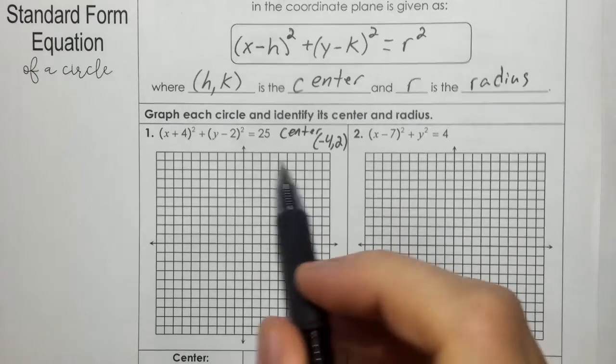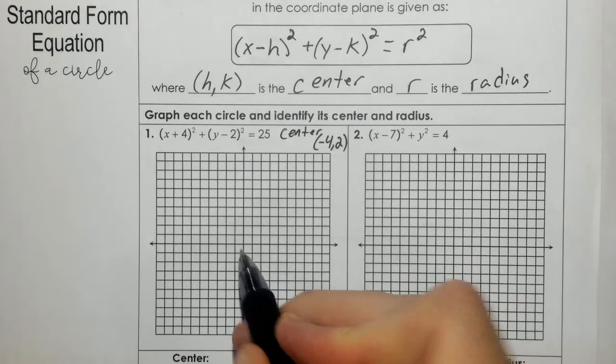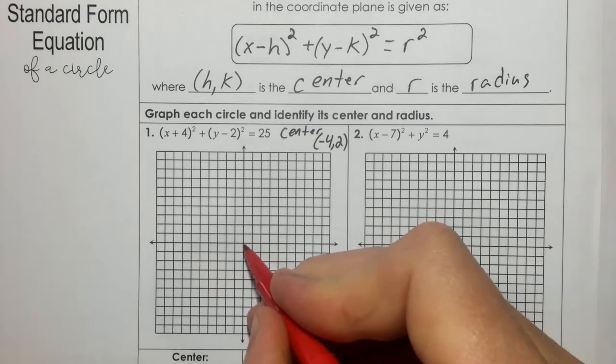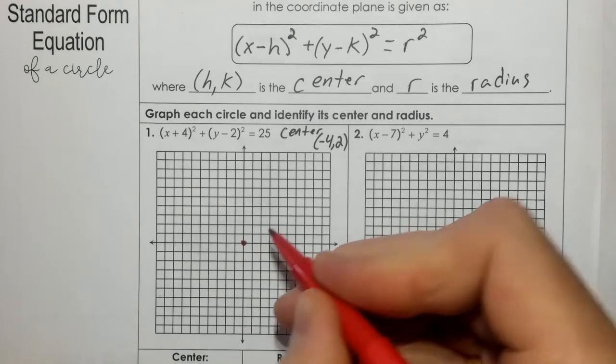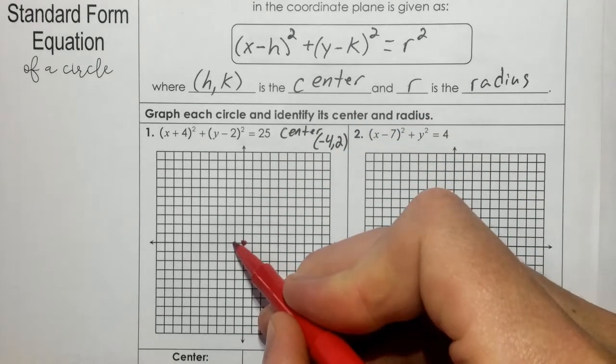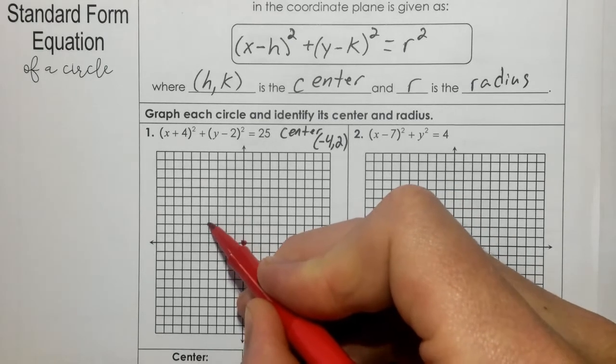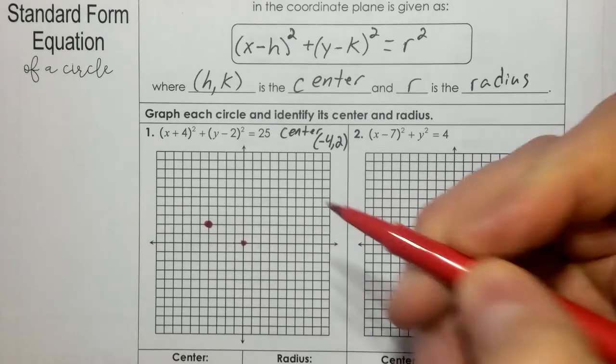Okay, so then if I go over to 4, I'm going to use a different pen. This is kind of hard to see. So if I go over from, see, there's my origin. So 1, 2, 3, 4, and then up 2. There's the center of my circle.